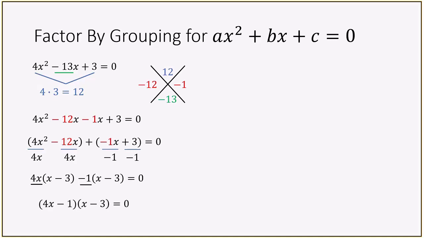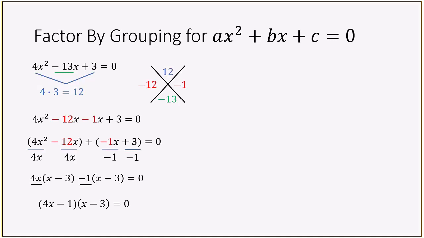And then my other factor is the thing that matched up, my pair. I have my pair of x minus 3's, and so that's going to be my second factor. And now I have my factored form, 4x minus 1 times x minus 3. And if I wanted to check with the factoring at this point, I could multiply that back. I would get all the way back to the start of my problem.